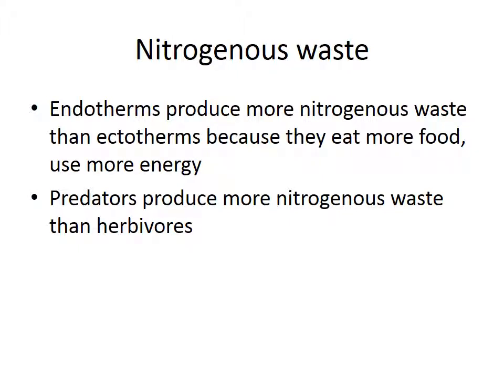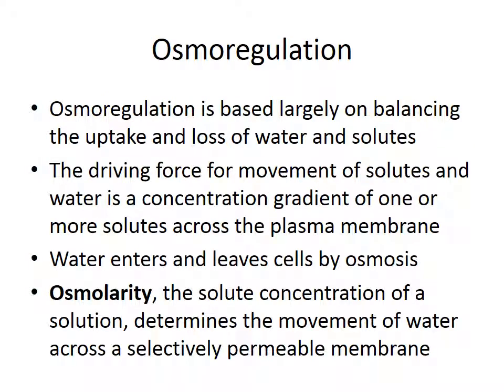Endotherms produce more nitrogenous waste than ectotherms because they eat more food and they use more energy. Because they use more energy, they have to eat more food, and if they use more energy, they're going to have a lot more nitrogenous waste. So it's one of those loops. Predators among endotherms will produce more nitrogenous waste than herbivores, and that's for obvious reasons too.